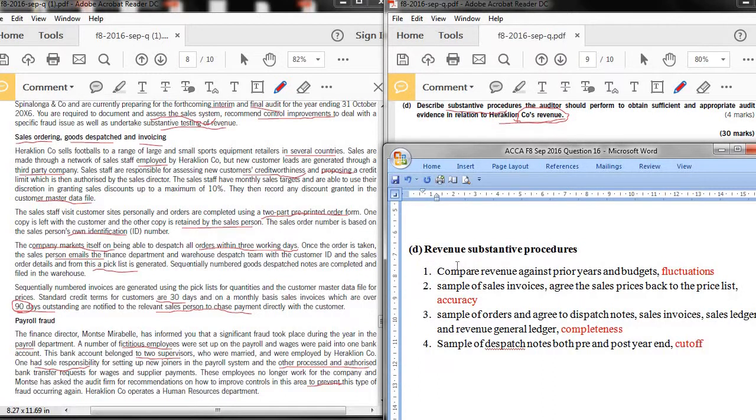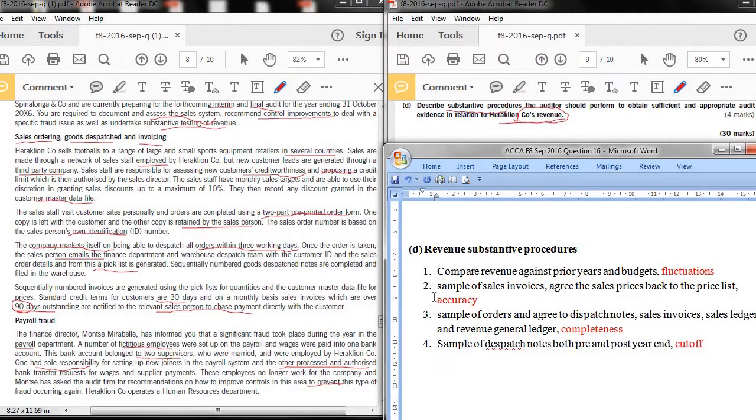Suppose the first audit procedure would be to compare the current year revenue with the previous year and with the budgets to identify any fluctuations and investigate further. Just comparing revenue with the previous year and with the budgets is not enough. What are you going to confirm? So you have to identify fluctuations and investigate further if there are unexplained differences.